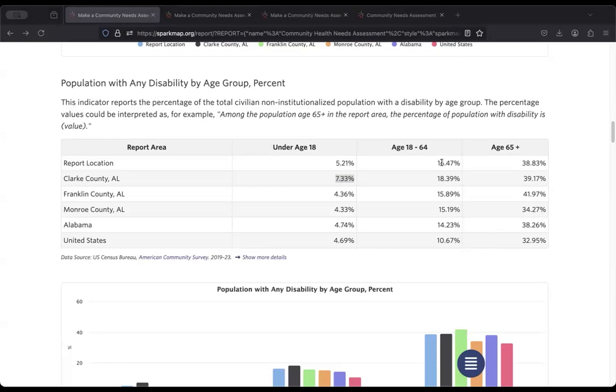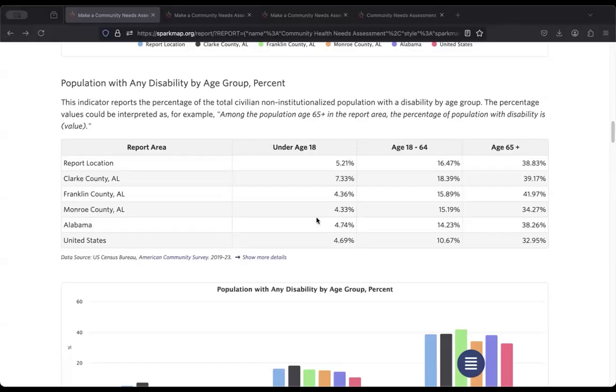We can see that, again, the distribution across the working age is pretty similar. It's higher than those state and national averages for all of the counties that we've selected. And again, it's higher, particularly for Clark County. So that's a way to look at the age breakouts here.